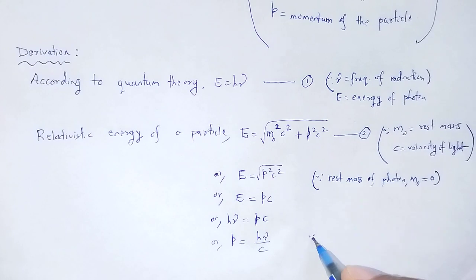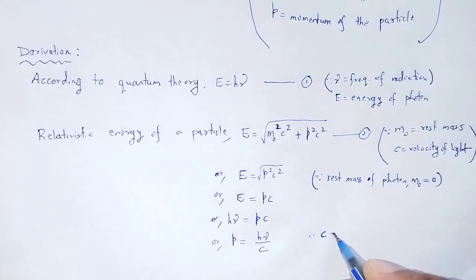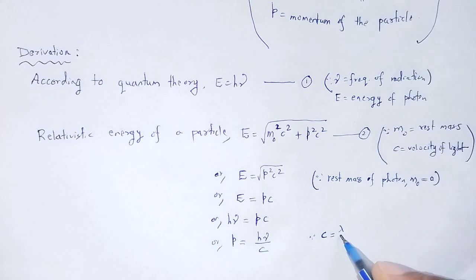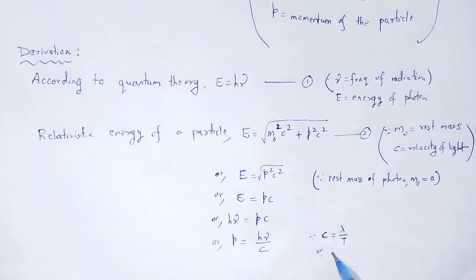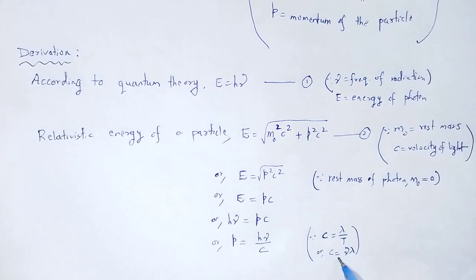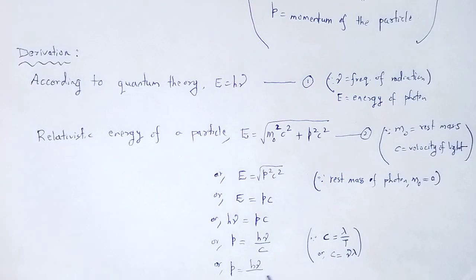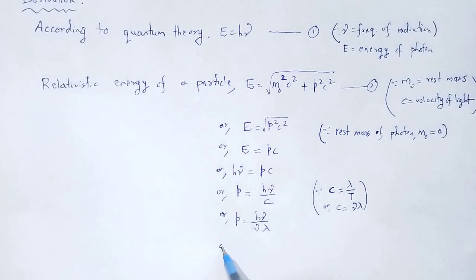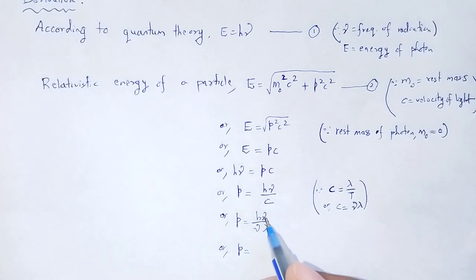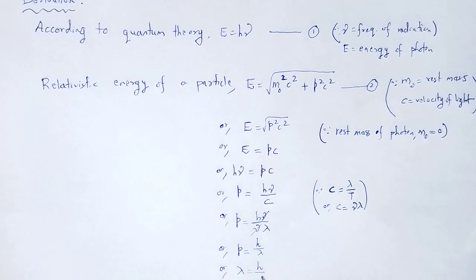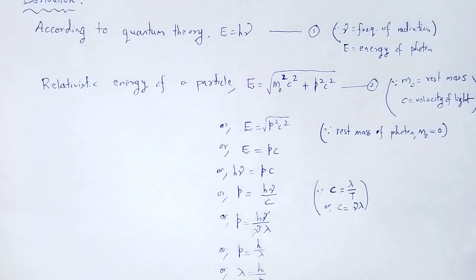From the wave relation, the velocity is equal to distance lambda divided by time period T, and 1 by T is the frequency, or c is equal to frequency into wavelength. Instead of c we use that relation, so p is equal to h nu divided by nu into lambda. Nu cancels out, so p is equal to h by lambda. Therefore lambda is equal to h by p.